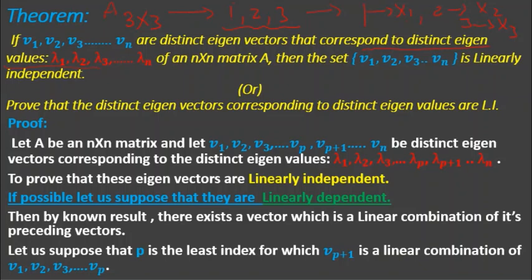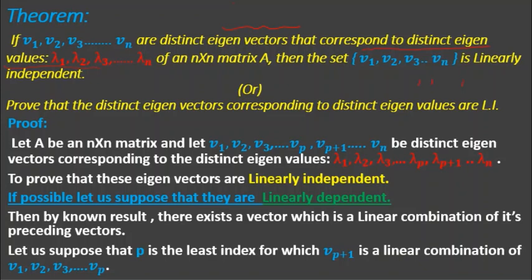So the theorem here says that if you have such, then these x1, x2, x3 vectors will be linearly independent. So this theorem applies here where you have eigenvectors of distinct eigenvalues. That is the important word here. Now the alternate statement for the same theorem: prove that distinct eigenvectors corresponding to distinct eigenvalues are linearly independent. Let us go through the proof.